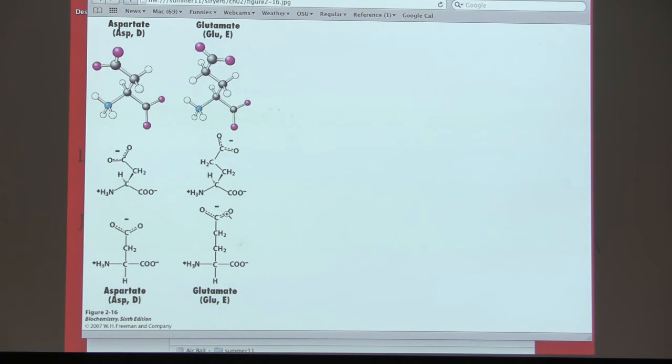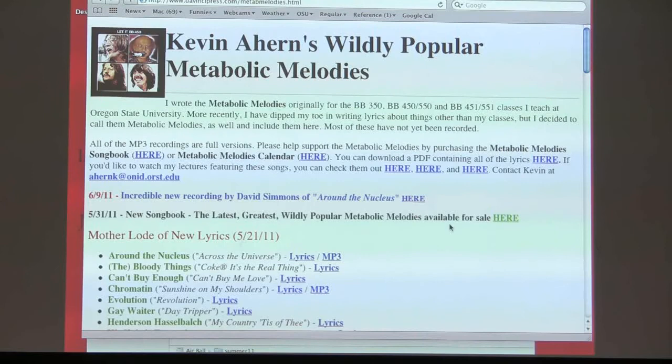But before we leave, I thought we would do something fun. And yay, we're going to sing. Yeah, you love that singing? Okay. So I like to write songs called the Metabolic Melodies. And I thought we would start the term off by singing a song I have never sung to a class. I've just written it very recently. And it's called Henderson Hasselbalch. Anybody know the song My Country, 'Tis of Thee? Okay, here we go.